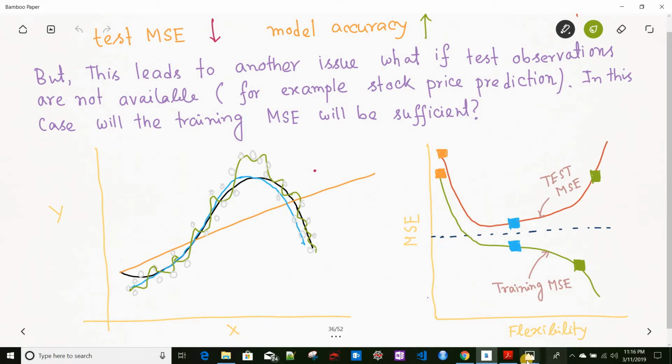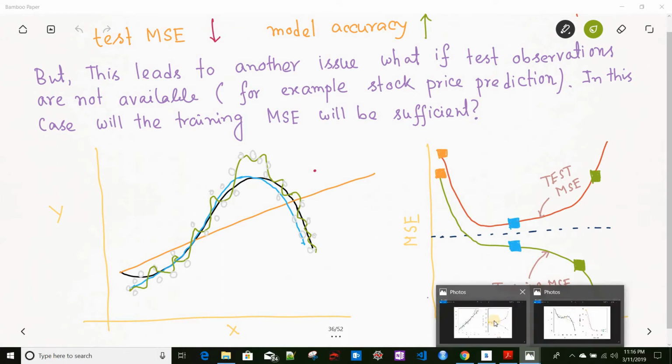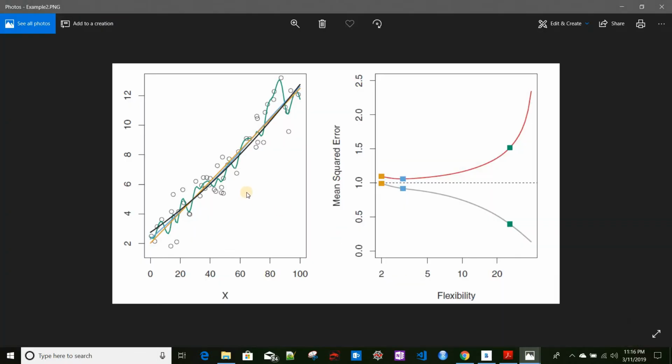Let us take a couple of other examples. Let's talk about this one where my actual function is linear in nature. Similarly, we come up with our orange line with linear regression, a more flexible blue line, and a more flexible green line, almost touching most of the data points.